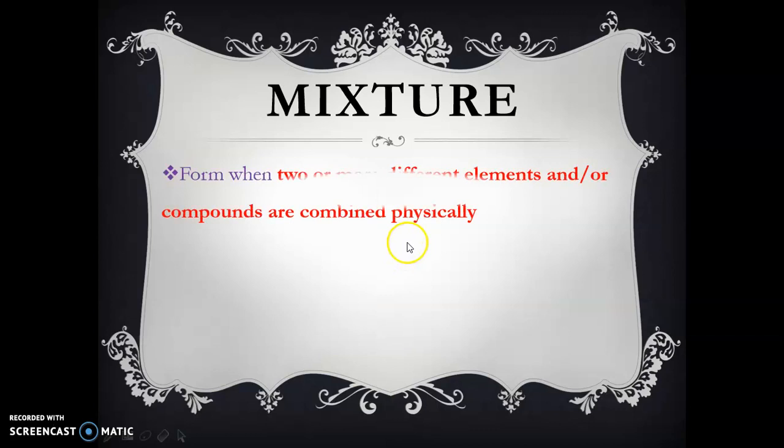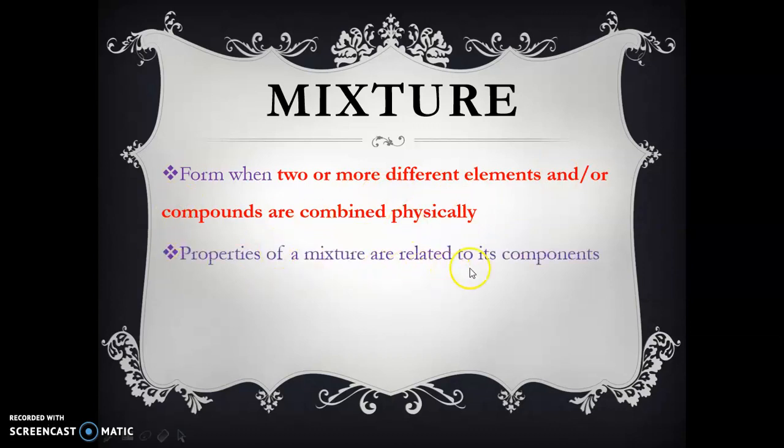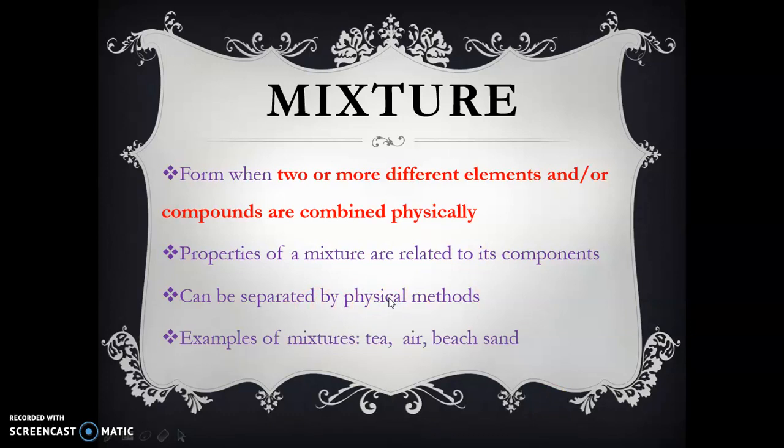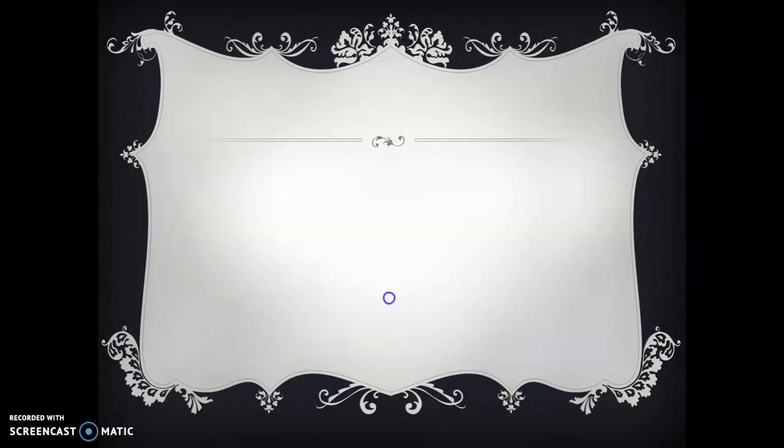Okay, what about a mixture? A mixture also forms when two or more different elements or compounds combine, but they only combine physically. No chemical reaction is involved in mixtures. The properties of a mixture are related to its components, which means when you put two compounds or two elements together physically, their original properties remain the same. We can only separate them by physical methods. Examples are tea, air, and so on.